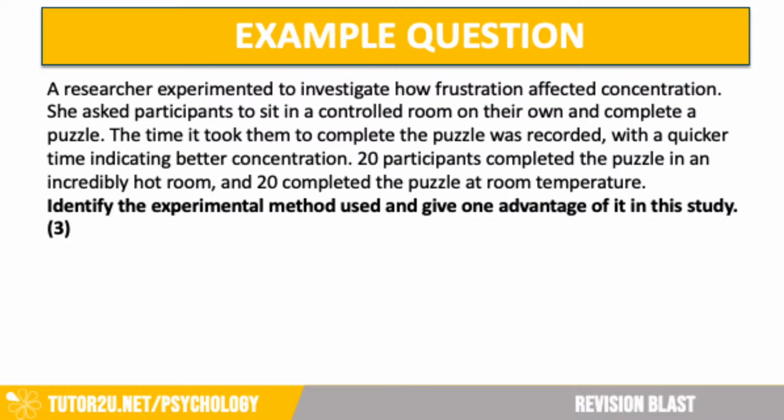So the question here: identify the experimental method used and give one advantage of it in this study. So again, there are two parts to this question. You're going to have to identify what the experimental method is for a mark, and then again, we've got an advantage with some elaboration of it in the context of the study explained. So let's see if we can get a full answer for this one.